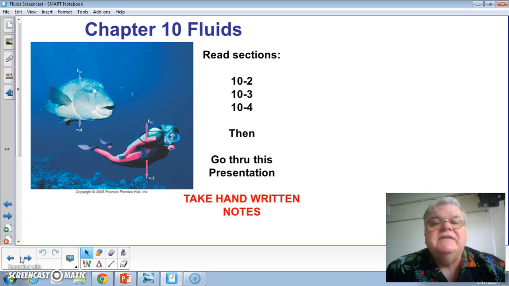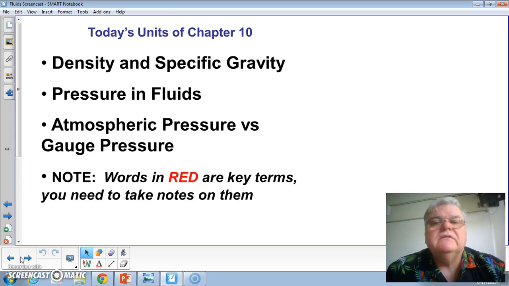Sections we're going to look at are 10.2, 10.3, and 10.4. Read those first. Then come back, go through this presentation, taking handwritten notes all the time. Today's topics: density and specific gravity, pressure in fluids, atmospheric pressure versus gauge pressure. Note when you're reading and looking through here, any words in red are key terms. You need to take notes on those.